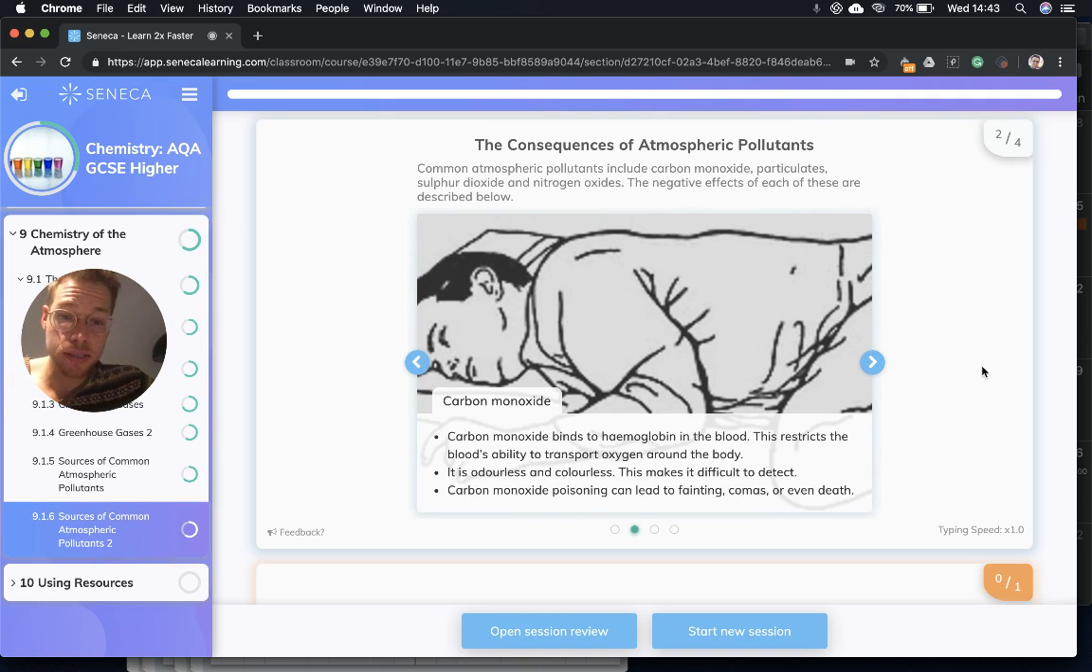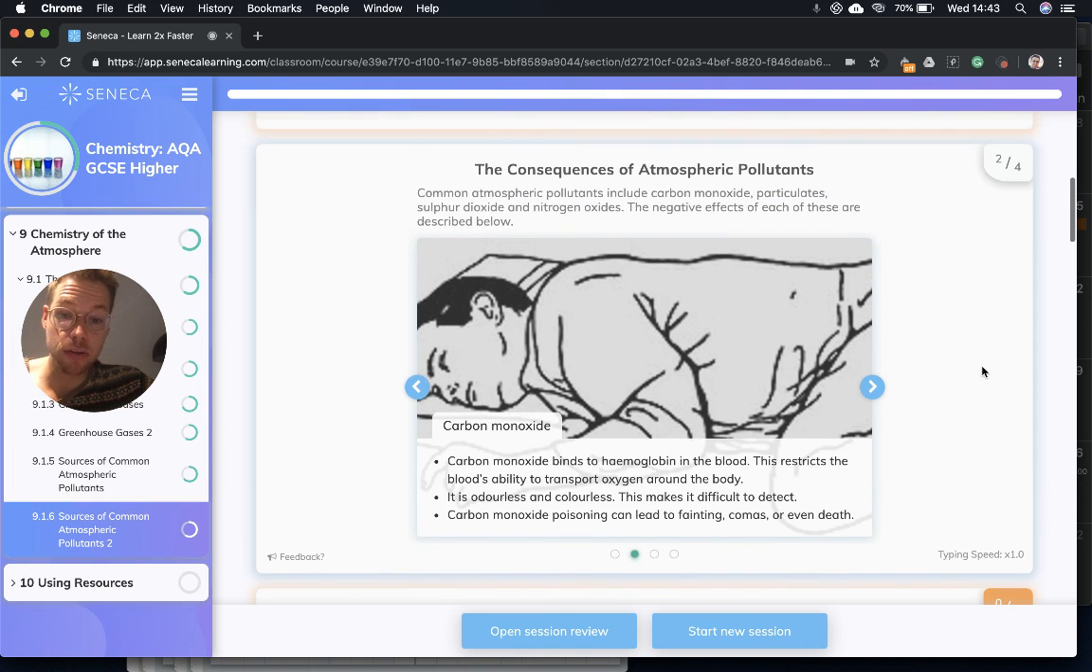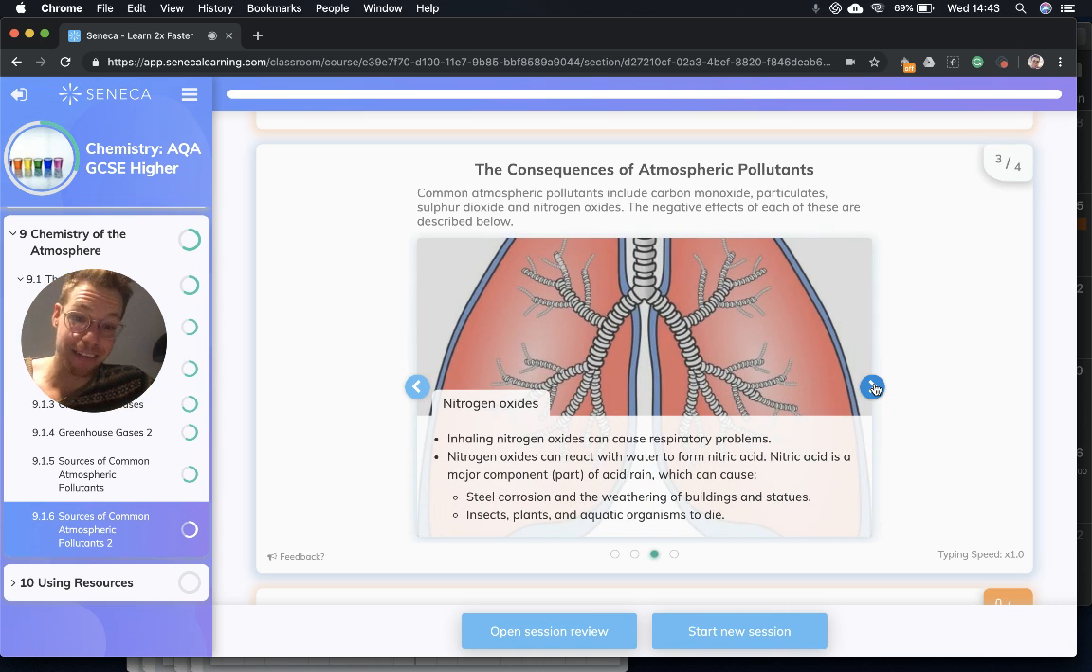What about carbon monoxide? Well, this bad guy binds to hemoglobin in the blood, restricting the blood's ability to transport oxygen around the body. It is odorless and colorless, which makes it difficult to detect. Carbon monoxide poisoning can lead to fainting, comas, and even death.